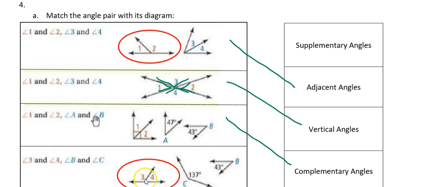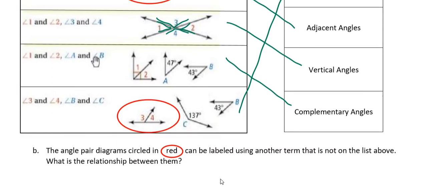My last relationship here, 3 and 4, and B and C, this is similar where these first two are adjacent, the second ones are not, so there's a different relationship happening. So again, if I look at the totals, 3 and 4 together make this straight line, which has a certain measurement. Angle C and B add together 137 plus 43, that equals 180. And a straight line also equals 180 degrees. So both of these angle pairs add up to 180. And if I have two angles that add up to 180, they are considered supplementary.